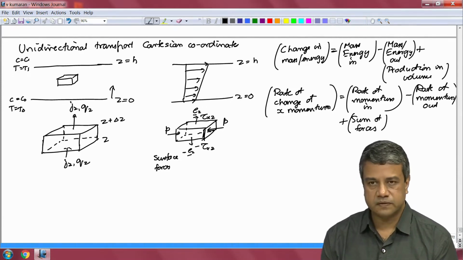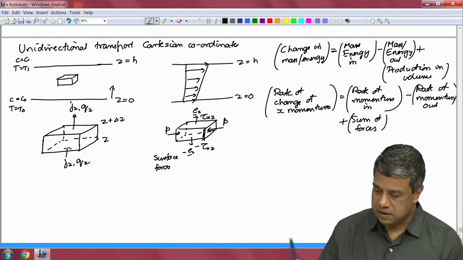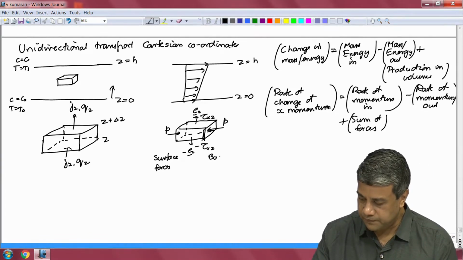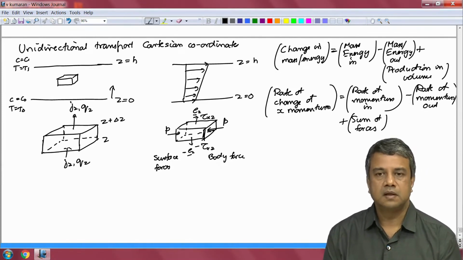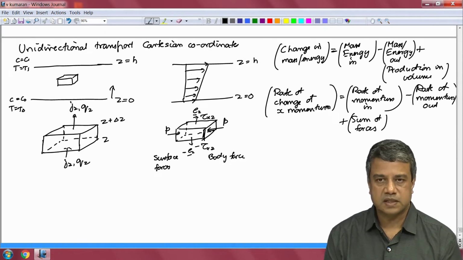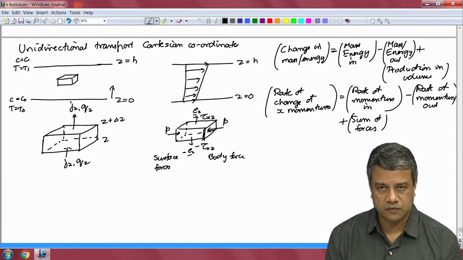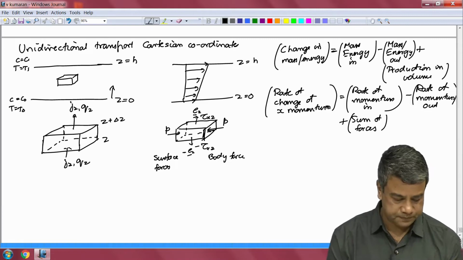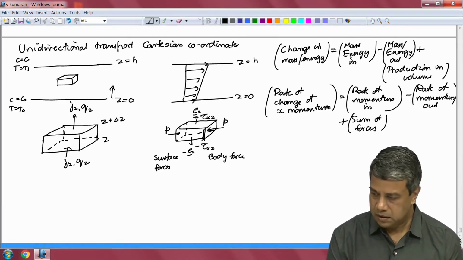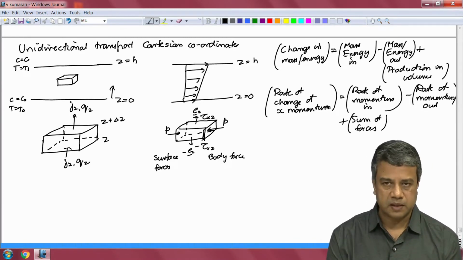So, these are the surface forces, and then you also have the body force. The surface forces are products of the stress and the surface area. Body force is the product of a force density and a volume, like a gravitational force. So, it is basically proportional to the volume of fluid. Surface forces are proportional to the surface area. So, we can do this balance for momentum conservation.